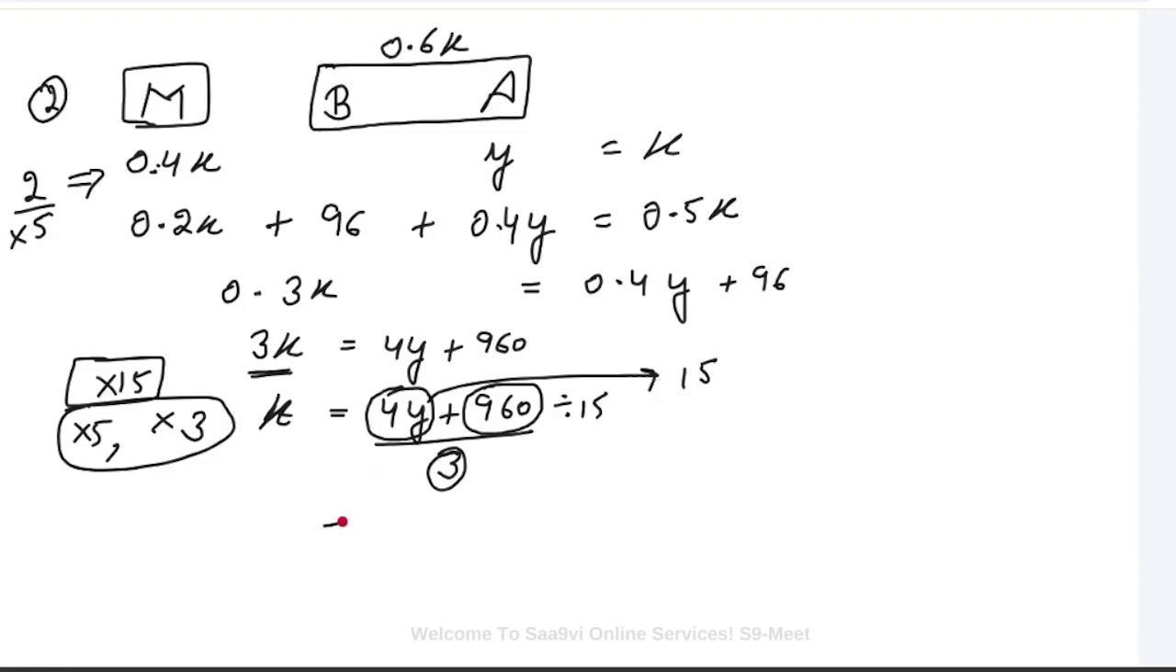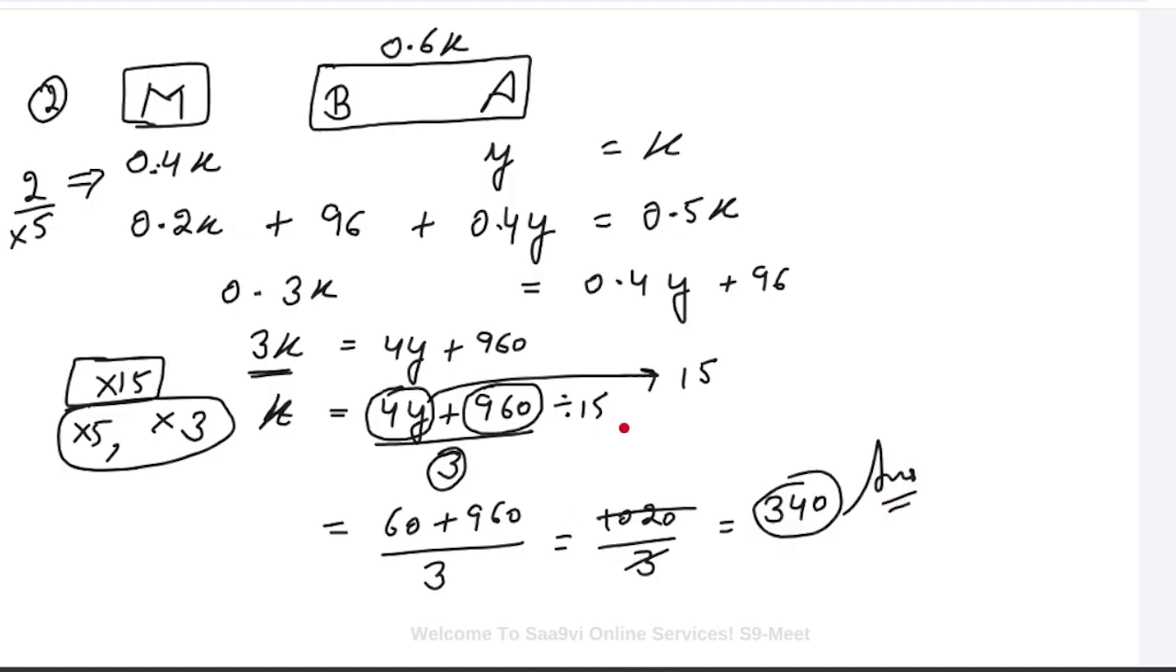That means the total number of fruits we have is 15 into 4, that is 60, plus 960, divided by 3, that is 1020 by 3, that is 340. That is the answer we get.